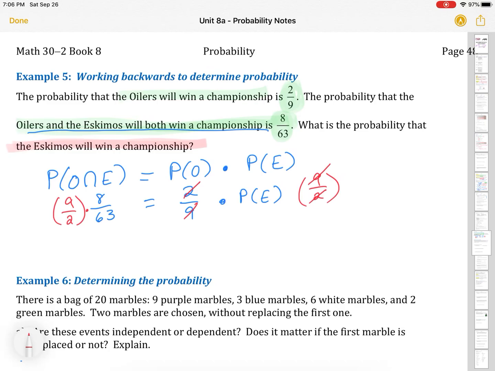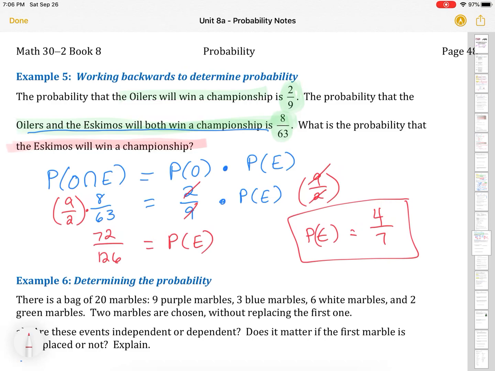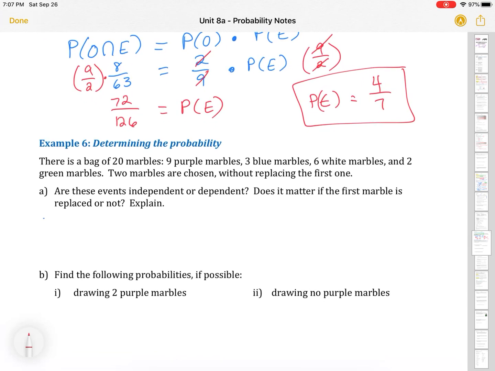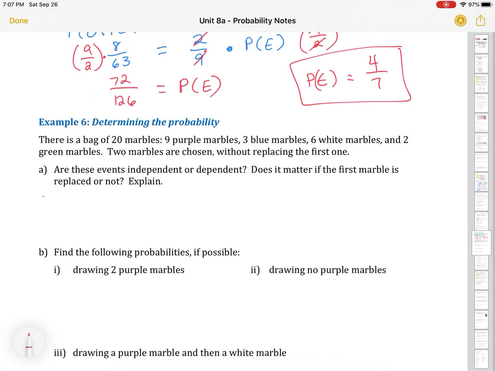Because that will divide out the 9 there and the 2 there. So 9 times 8 equals 72 over 2 times 63 is 126, which is equal to our probability of the Eskimos winning. I can reduce that further down to 4 out of 7. They're both divisible by 18. So if I divide 18 out of the top and the bottom, I get 4 out of 7.